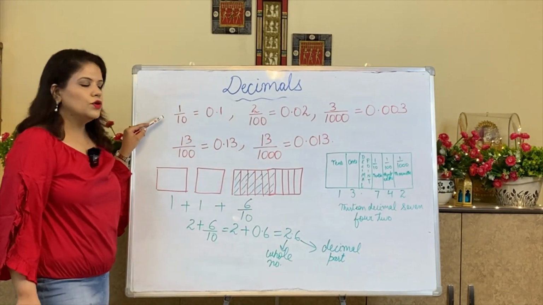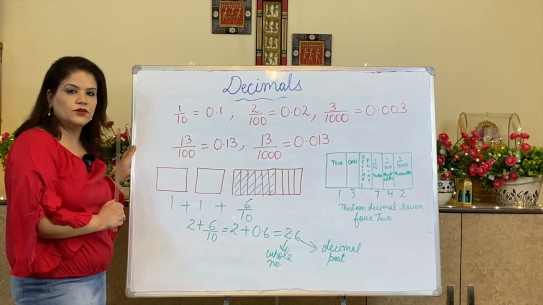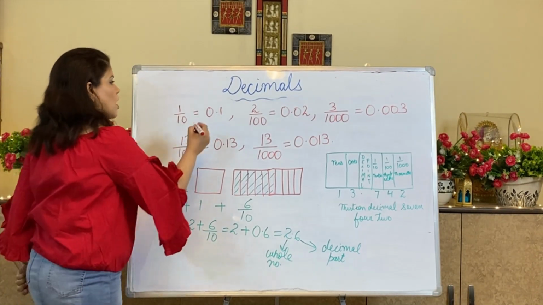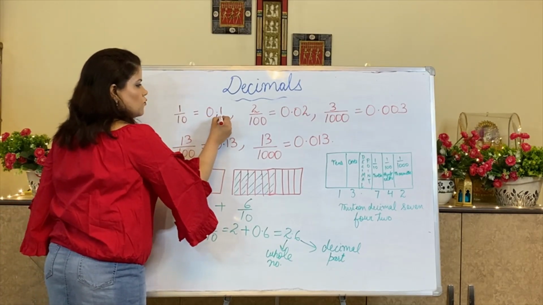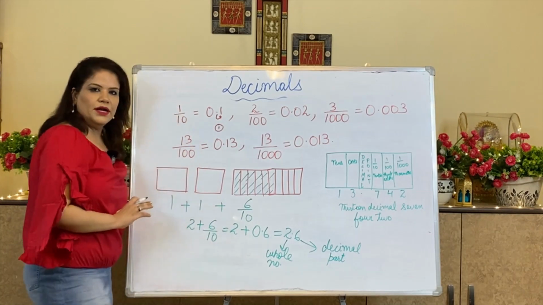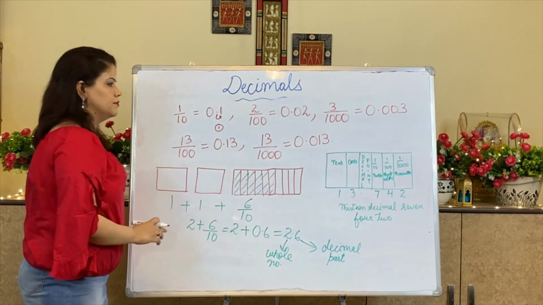Till now I have told you 1 by 10. How many zeros are there? You will check first of all. There is 1 zero. So after the decimal there should be one place only. And that numerator has only one digit, so you could write 0.1.